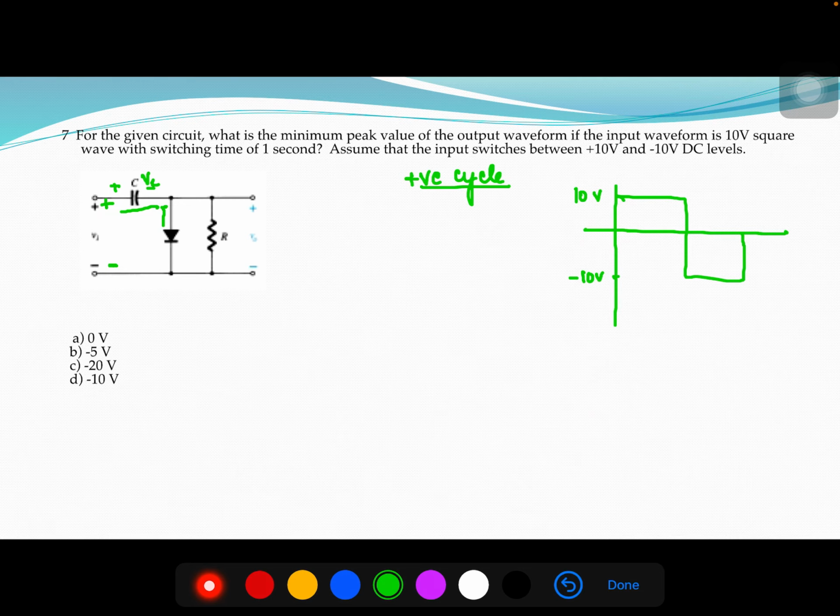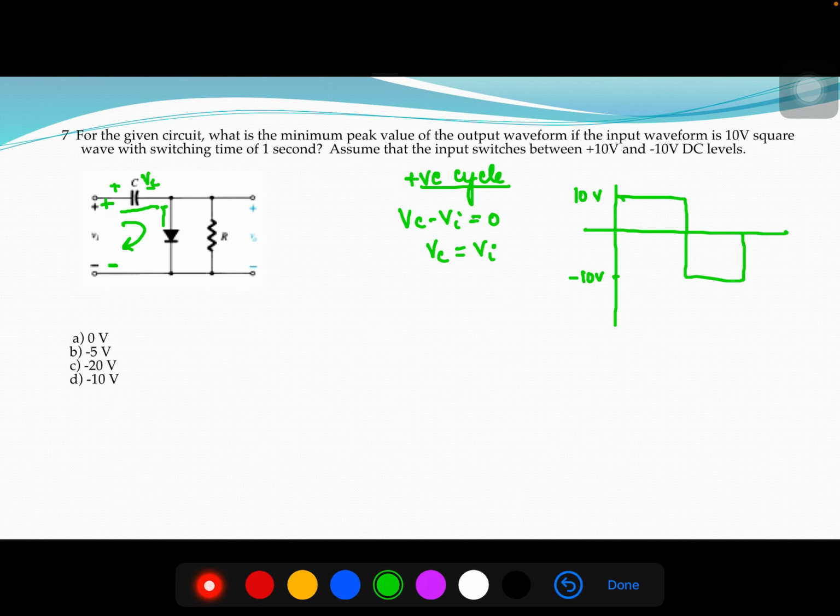Okay. Now for the positive cycle, the diode is forward biased, that means short circuited, and you are left with this loop. So you will have to apply KVL here. The answer will be VC minus VI is equal to 0 on applying KVL, and you will be getting VC is equal to VI.